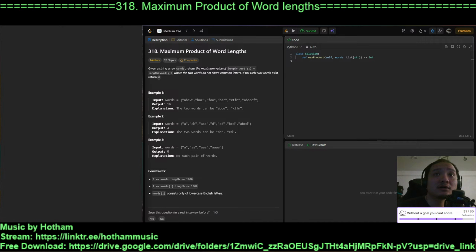Maximum product of word lengths. Given a string array words, return the maximum value of length(word[i]) times length(word[j]). If no two such words exist, return zero. So that sounds like a sort problem.